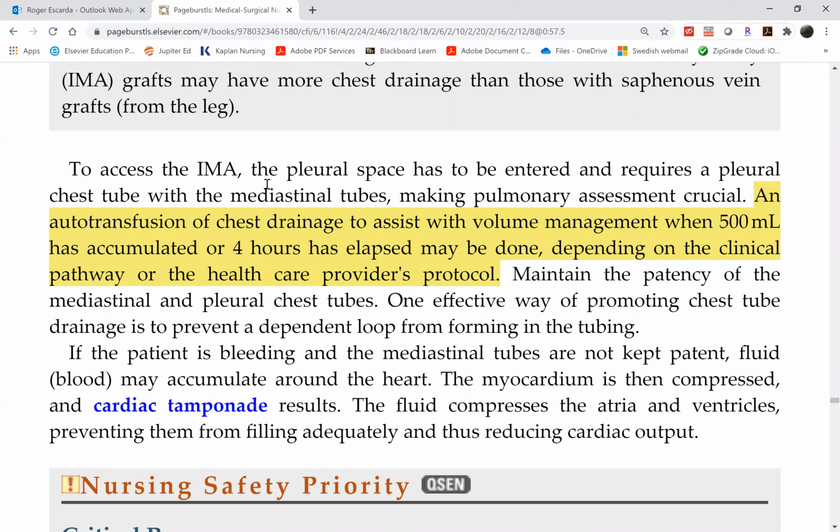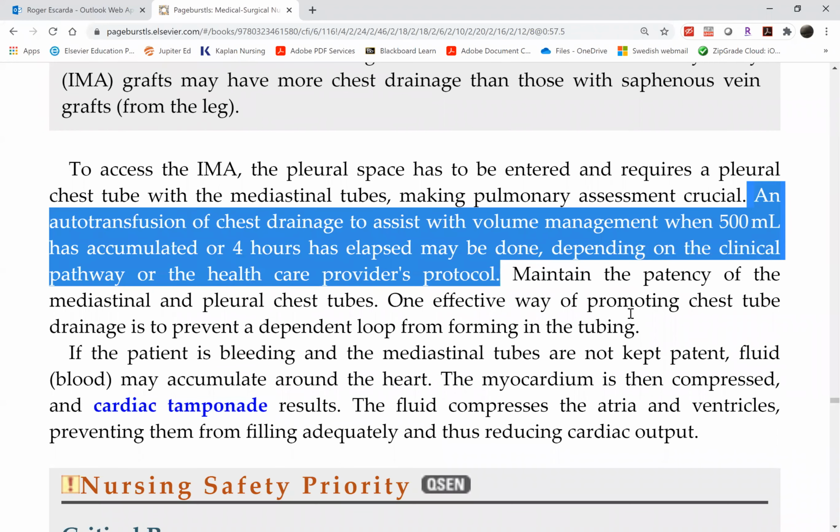This is the difference in the mediastinal tubes. So we have the chest drain, especially if it's the internal mammary artery. So we're expected to see more drainage here because you use the internal mammary artery. If you get 500 mL or more of blood, it will be auto transfused to the patient. It's their own blood anyway.